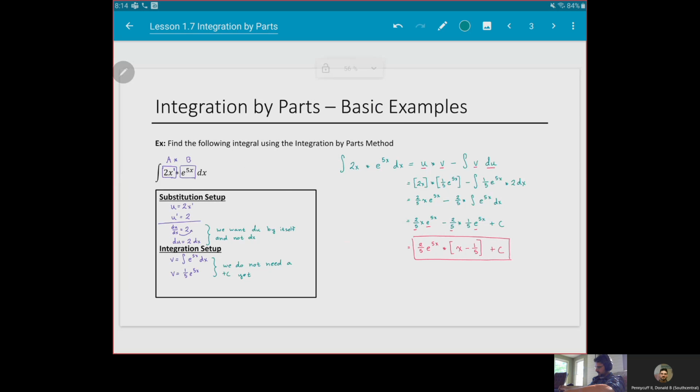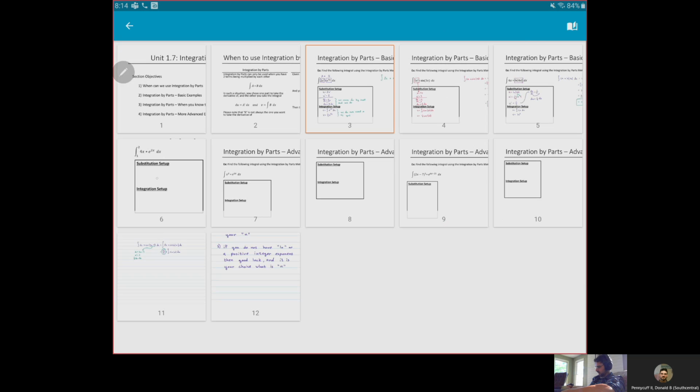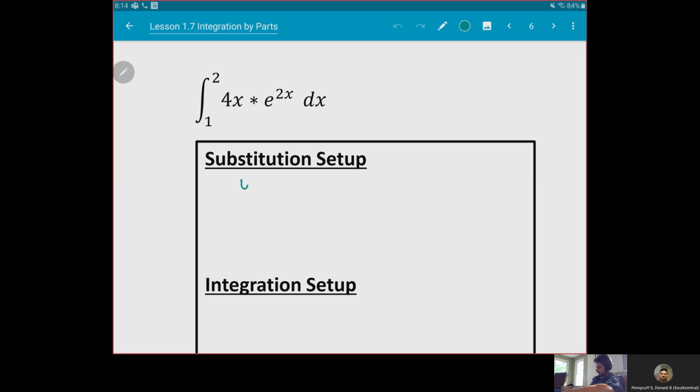Nope, that was 2. All right, so close. I was getting ready to bypass a whole lot of work here, but no, we didn't. All right, so u is going to be 4x. So u prime is 4, and du is equal to 4 dx. And that is the shortcut. Whatever is the derivative, just tack a dx on, and that is going to be your du.